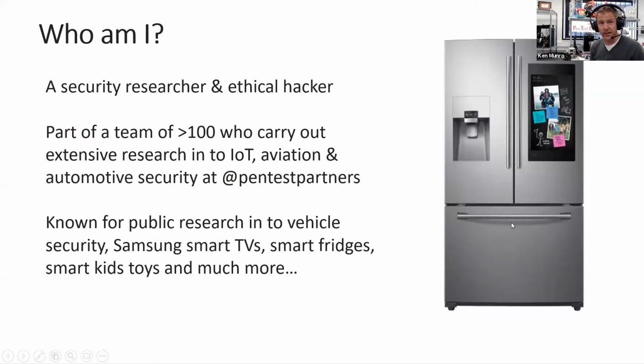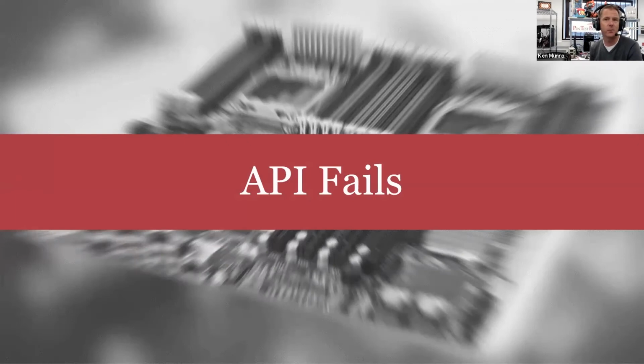So, know who we are. There's over 100 of us now, a group of really high-end security researchers with lots of skills in embedded systems, but also other fun things too. You probably know us as some of our published research, but I'd like to look at some examples of some of the API problems we've seen over recent years.